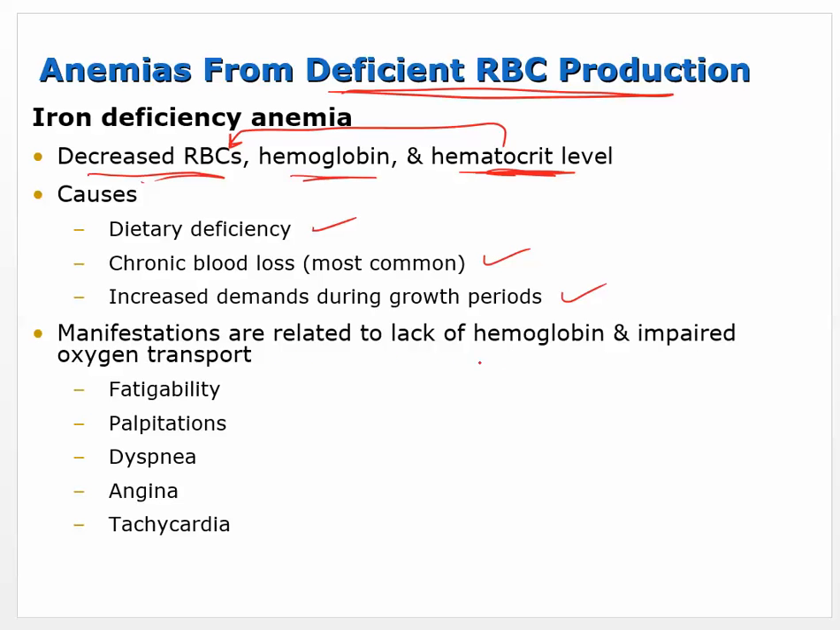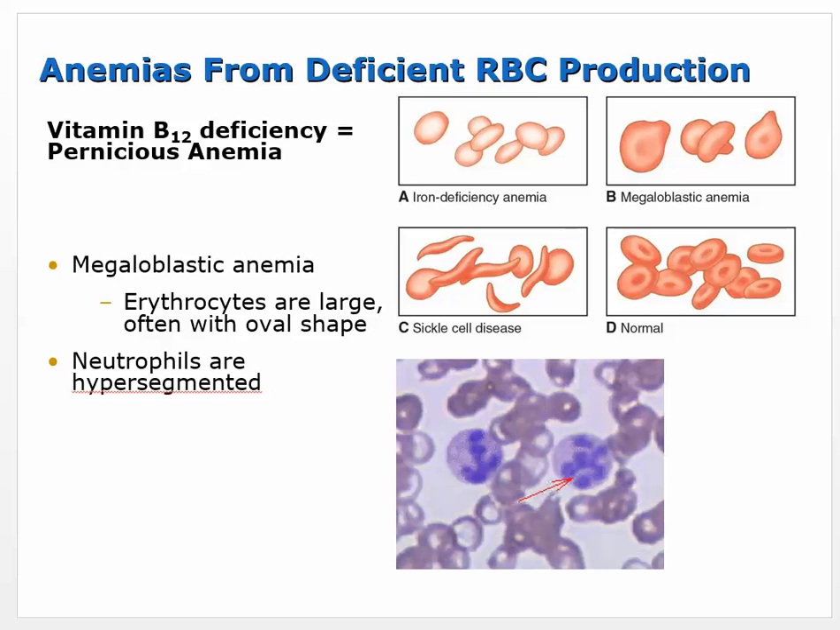So manifestations are related to a lack of hemoglobin and impaired oxygen transport. So again, we see kind of the same things: fatigability, palpitations. So that's going to be heart issues, dyspnea, so labored breathing, pain, heart pain. Angina is a pain in the heart. And tachycardia, increased heart rate overall. So we may see problems with heart rate, so the palpitations, angina, and tachycardia. Okay, so anemias from deficient red blood cell production.